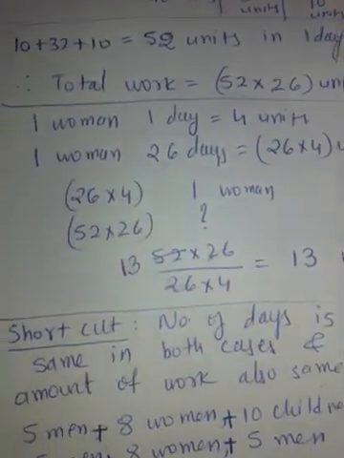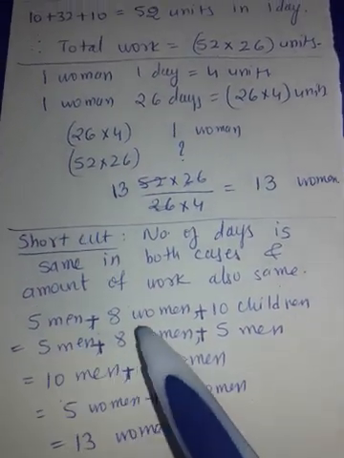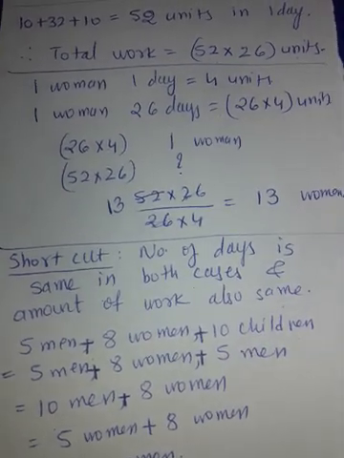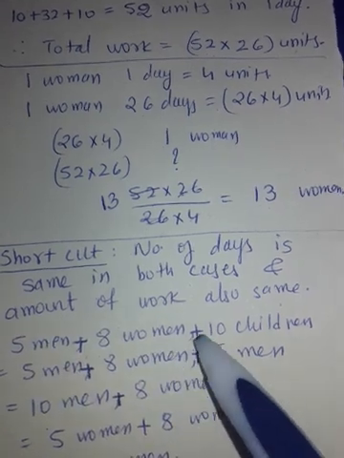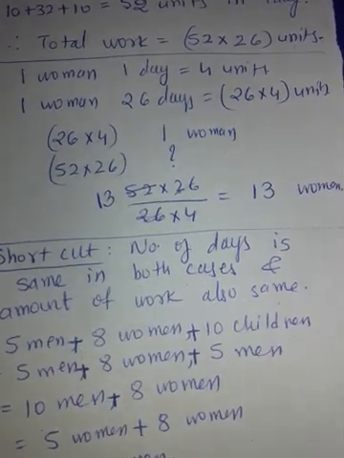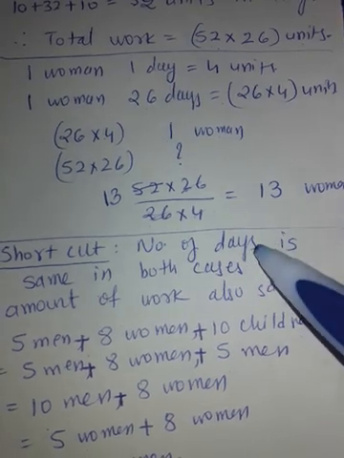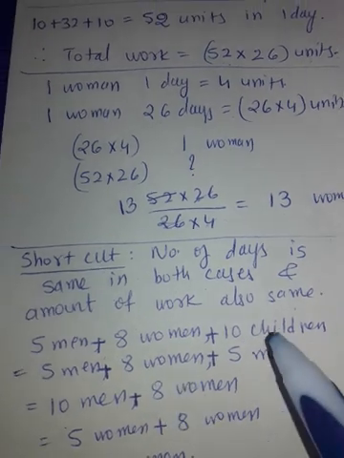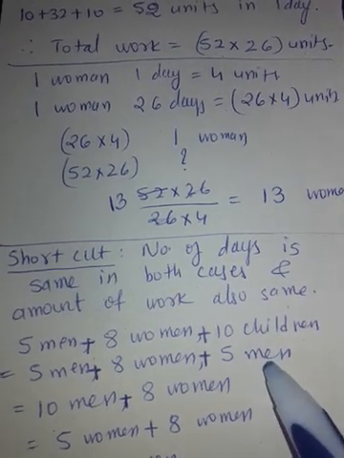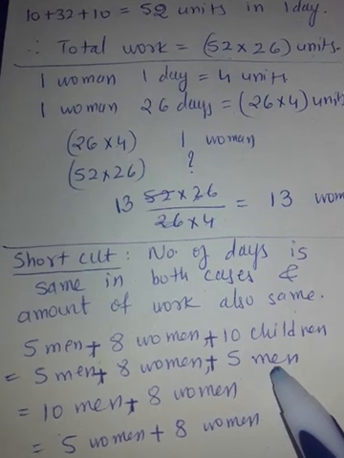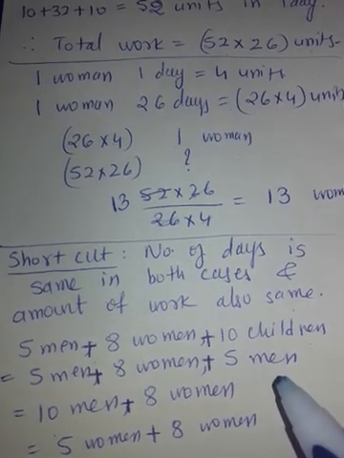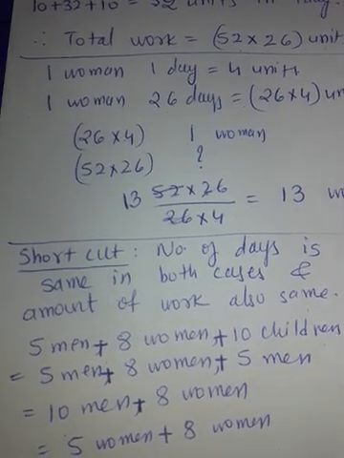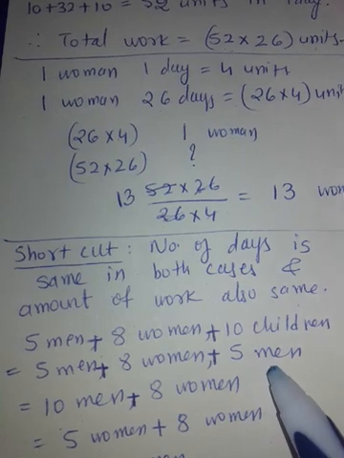See how? There are 5 men, 8 women and 10 children, correct? What we need to find is all these people are equivalent to how many women. That's all. That's only what we want to find, because the number of days is also the same, the amount of work is also the same in both cases. Now 10 children are equivalent to 5 men because one man is twice as efficient as a child, correct? एक आदमी 2 बच्चों जितना काम पूरा कर लेता है. So 10 children can be replaced by 5 men.